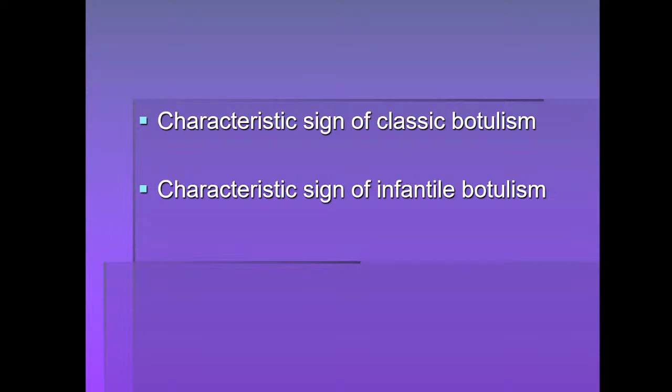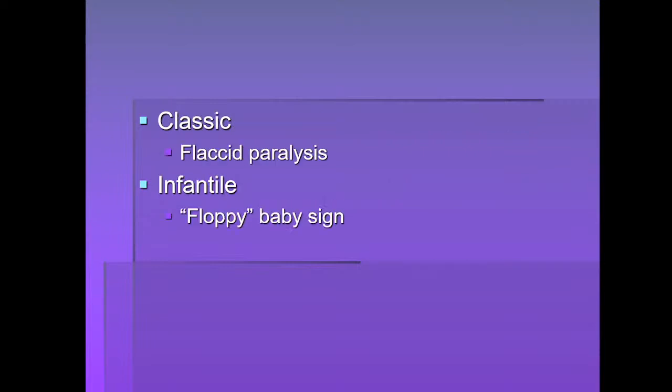All right. So what is the characteristic sign of classical botulism? Flaccid paralysis. And then for infantile botulism, we have the floppy baby sign, wherein the baby, upon drinking milk that has been contaminated with the spores, would have a doll-like appearance. Imagine you're holding a baby mannequin. That's what a floppy baby looks like.